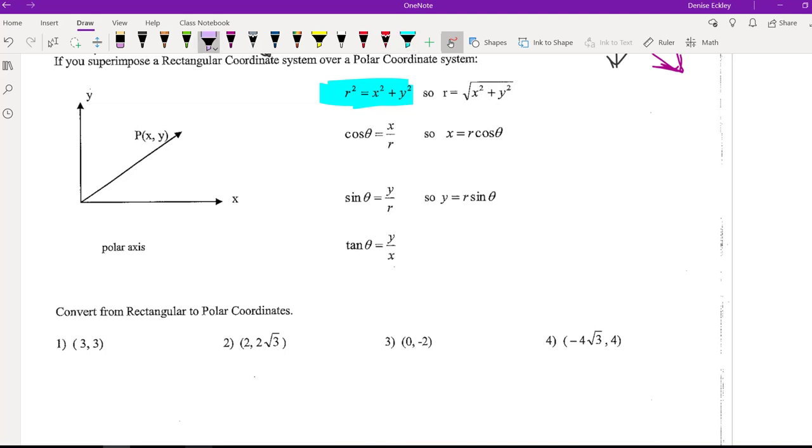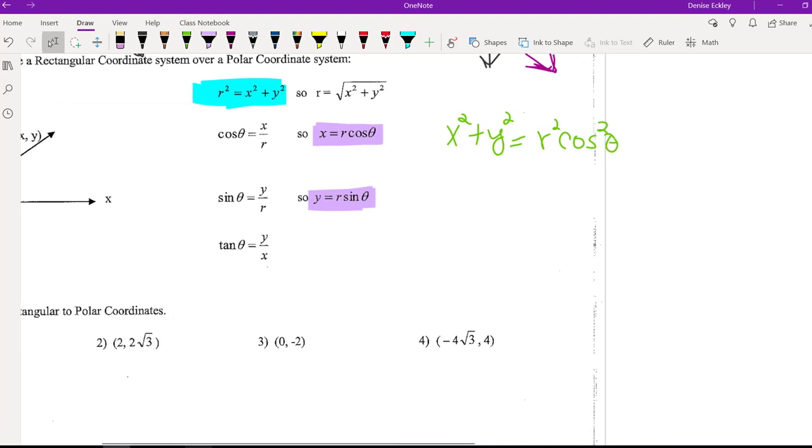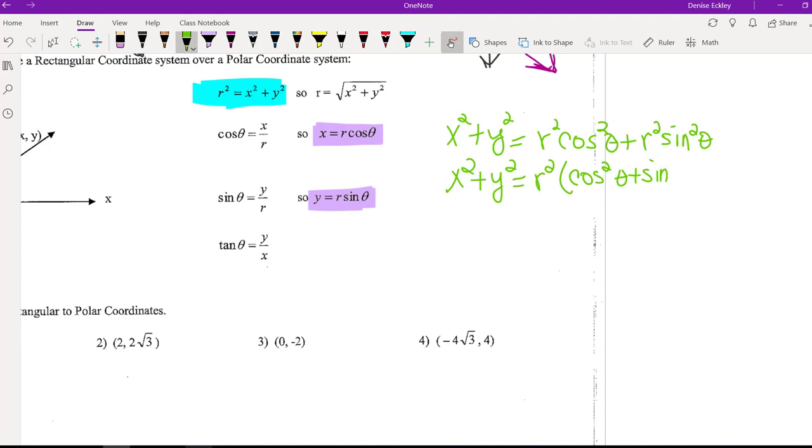If you want to find x, you use r cosine theta, and y would be r sine theta, because if we add x squared plus y squared, we're going to get r squared cosine squared theta plus r squared sine squared theta, which is, of course, our Pythagorean identity. So you just get our original equation. So that's where our conversion comes from. So that's why we use those.